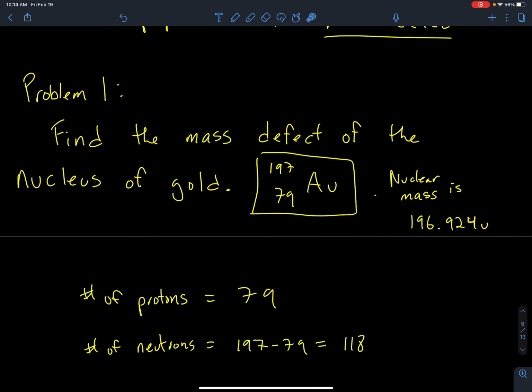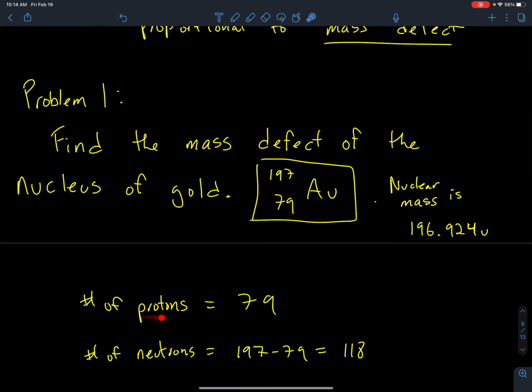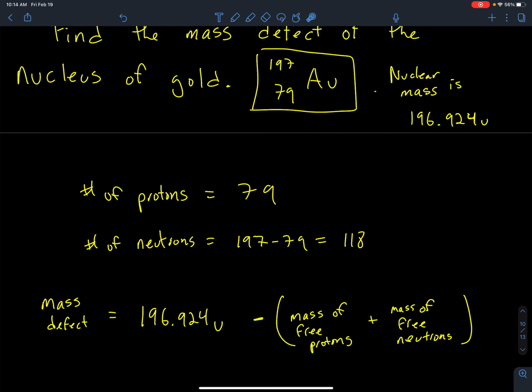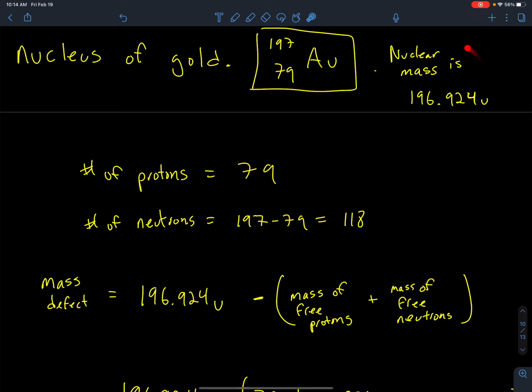Okay, and here's how you're going to do it. The first step that you have to do is you have to find the number of protons, 79, and the number of neutrons. I subtract that number from that number to get the number of neutrons. Now that I have that, I can find out what the theoretical mass of the free protons and the free neutrons would be. So the mass defect is going to be your actual mass minus the mass of the free protons plus the mass of the free neutrons.